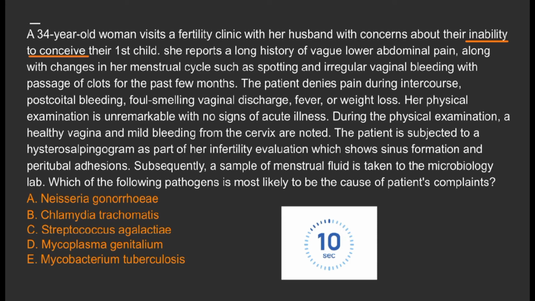Her physical examination is unremarkable with no signs of acute illness. During the physical examination, a healthy vagina and mild bleeding from the cervix are noted. The patient is subjected to a hysterosalpingogram as part of her infertility evaluation, which shows sinus formation and peritubal adhesions. Subsequently, a sample of menstrual fluid is taken to the microbiology lab. Which of the following pathogens is most likely to be the cause of the patient's complaints?